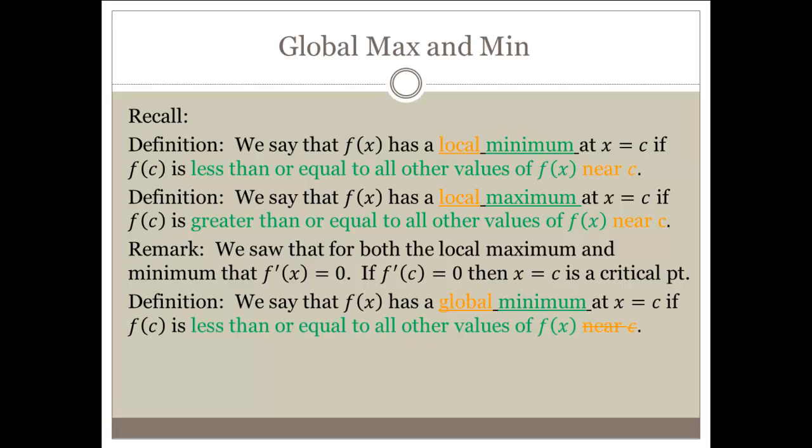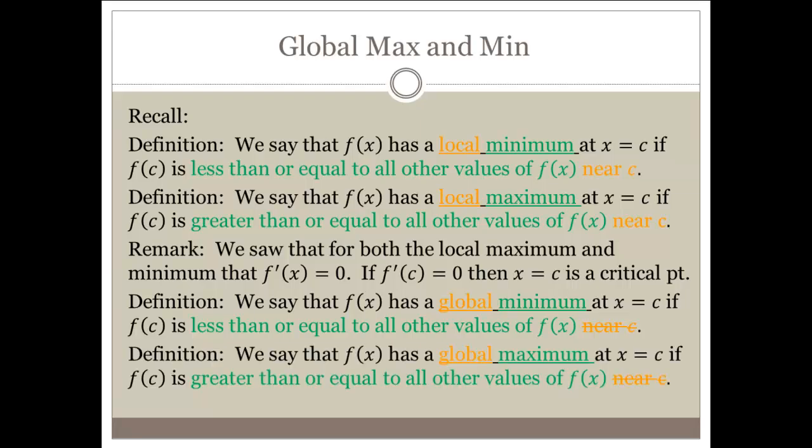We say that f of x has a global minimum at x equals c if f of c is less than or equal to all other values of f of x. Notice that this is the same definition as our local minimum, except we have gotten rid of the condition near c. So this simply means that f of c is the smallest possible value.